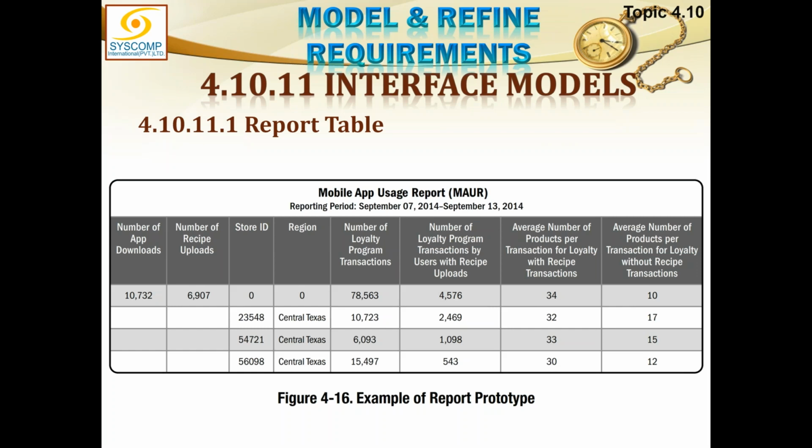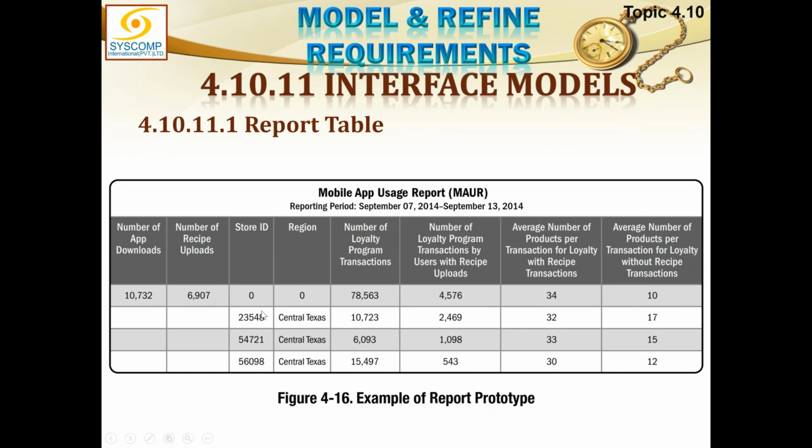And this report shows the number of applications downloaded, that is 10,732. Number of recipes uploaded, 6,907. Store ID here is 0. Region 0. Number of loyalty program transactions, 78,563. Number of loyalty program transactions by users with recipe uploads, 4576. Average number of products per transaction for loyalty with recipe transactions, 34, and average number of products per transaction for loyalty without recipe transactions is 10.